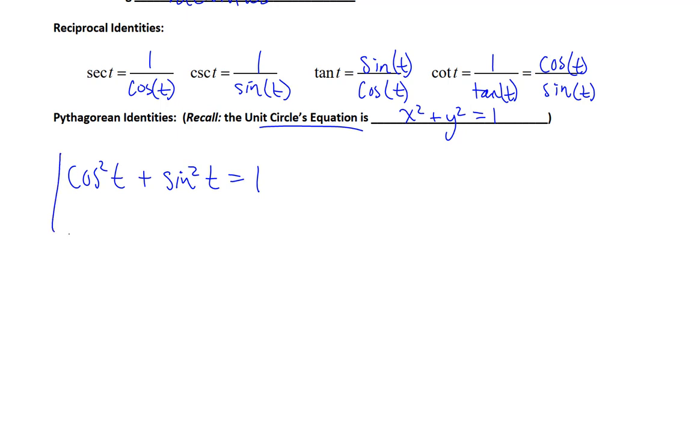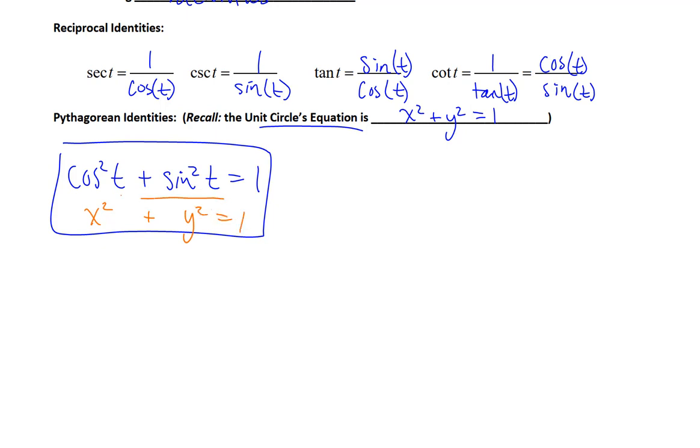Now, that is the basic Pythagorean identity, and the reason we know this works is because, again, cosine really represents x, so it's like saying x squared plus, and then sine is really like y, so x squared plus y squared equals 1. That's just the equation of the unit circle, but now written in terms of trig functions sitting in for x and y.